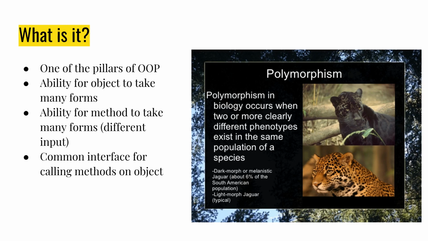All right, so that's the first type of polymorphism. The other type is when you have a polymorphic function, basically an overloaded function, a function which has the same name but different input. About that, I'll talk in a moment. So, like I said, it's a common interface for calling methods on an object, whether all methods on different types or a single method on the same object based on overloaded parameters.